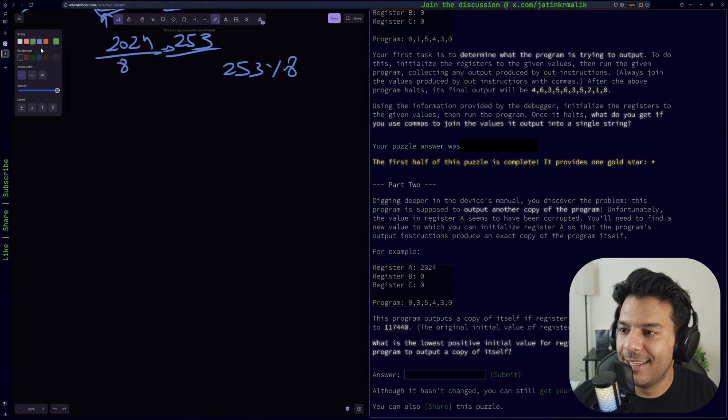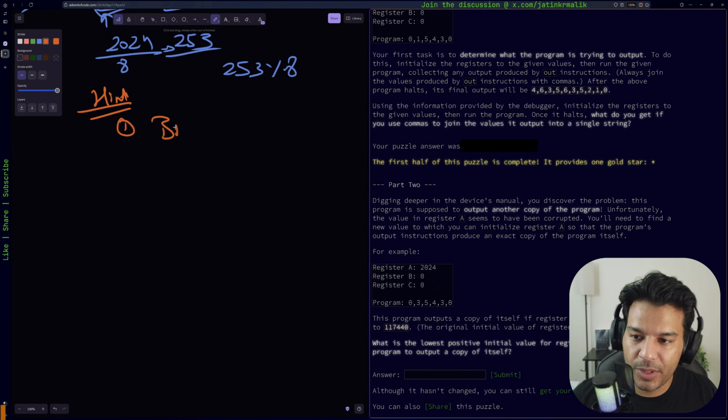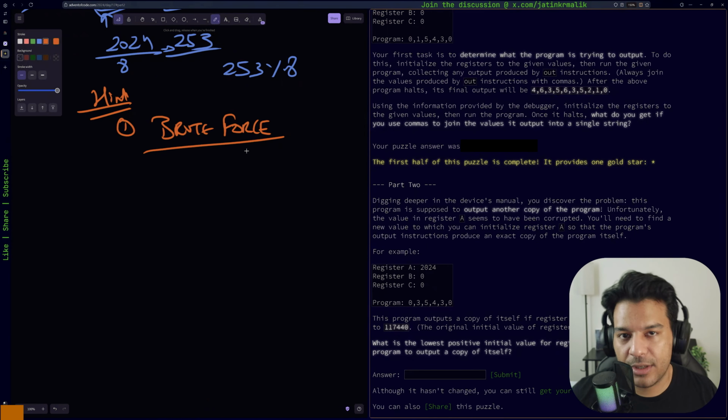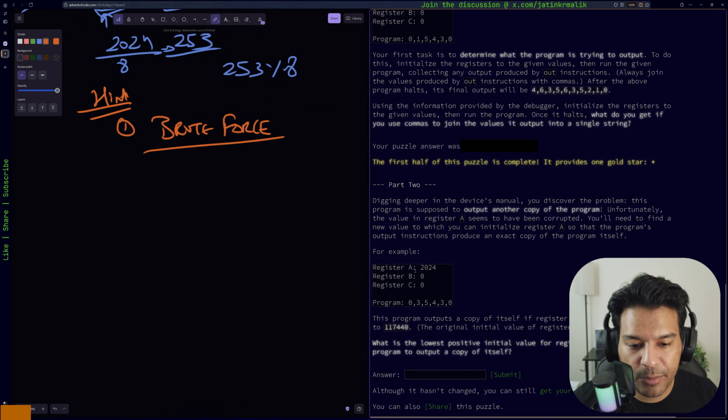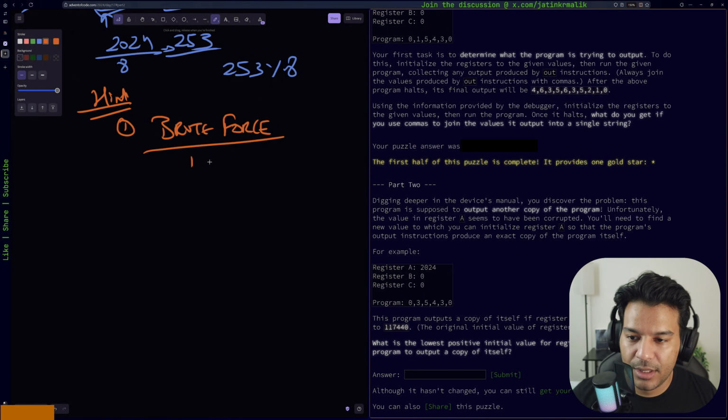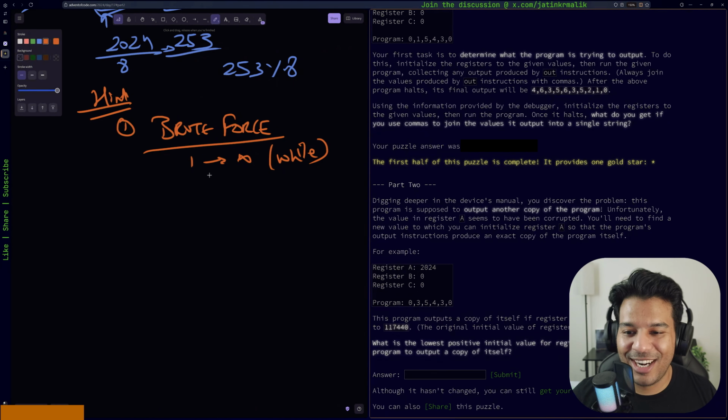Oops, wrong color. We'll take the orange color. If you look at the problem, of course, I'm not going to talk about the brute force approach. You are welcome to try, but I'll explain how that would work. In the brute force approach, instead of starting with whatever value is given for the register, we can just do a loop from 1 to, I don't know, infinity, like a while loop. I suspect that it is going to run for a really, really long time though.